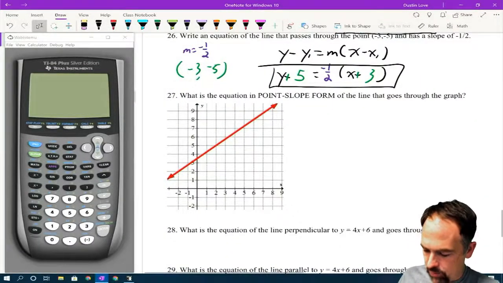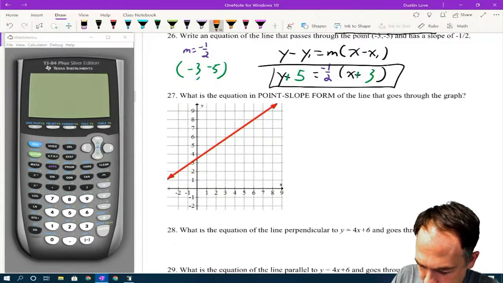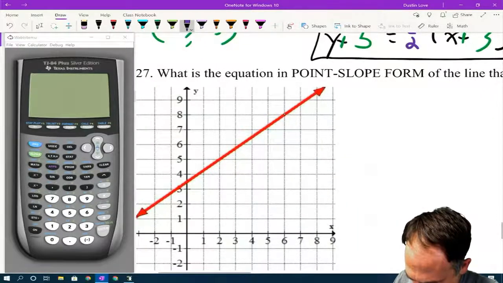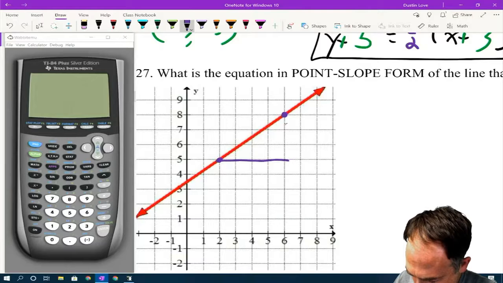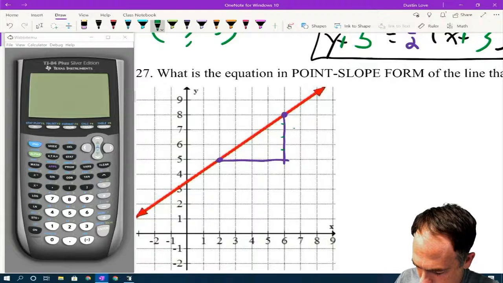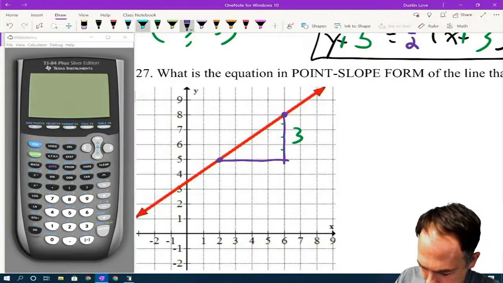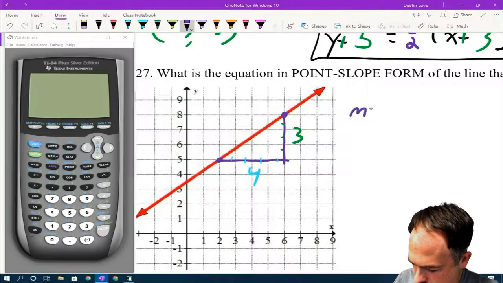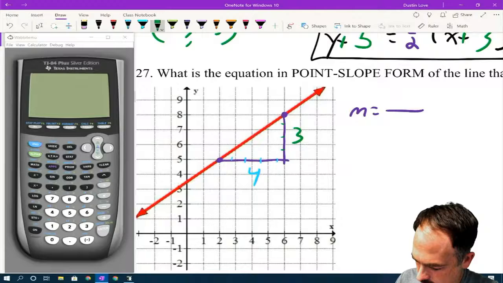Now, what is the equation in point slope form of the line that goes through this graph? Okay, first off, I'm going to need a slope. So let's go through and find 2 points that it goes through. Looks like I've got this point here. No. This point right here. So my rise is 1, 2, 3. My run is 1, 2, 3, 4. So my slope is going to be rise over run, 3 over 4.